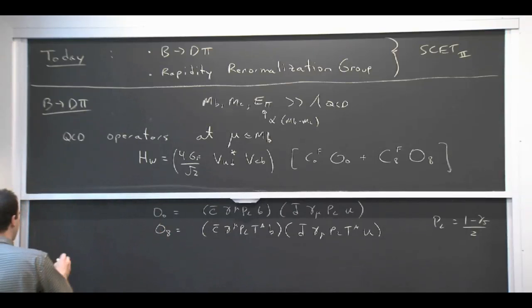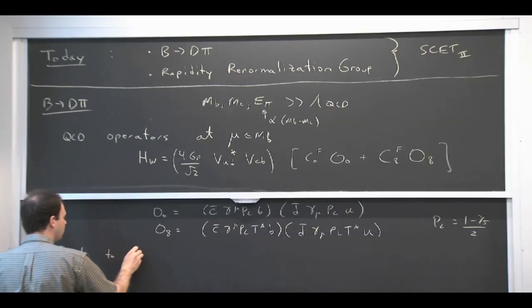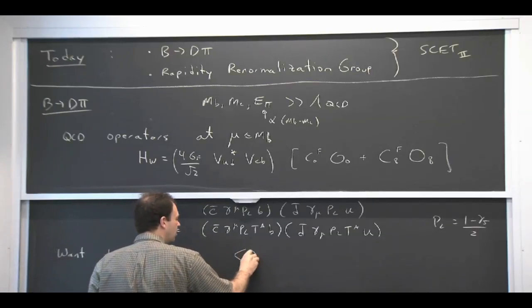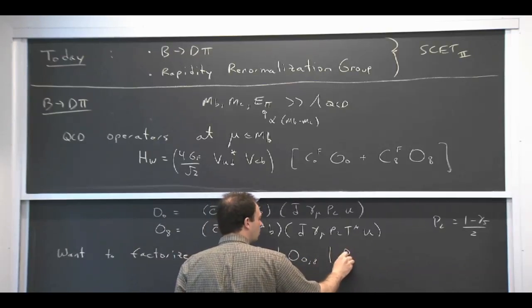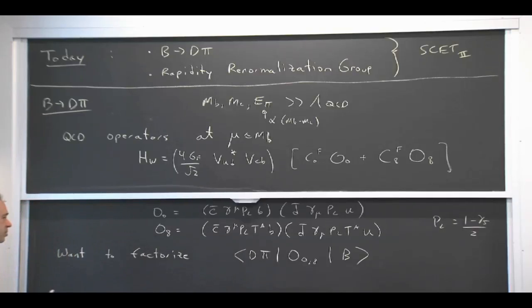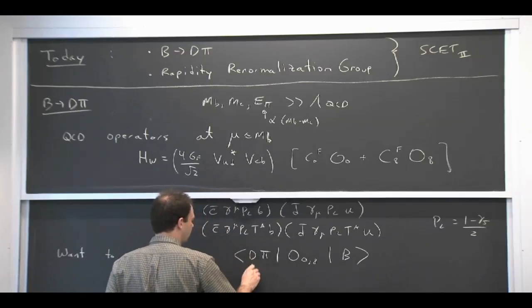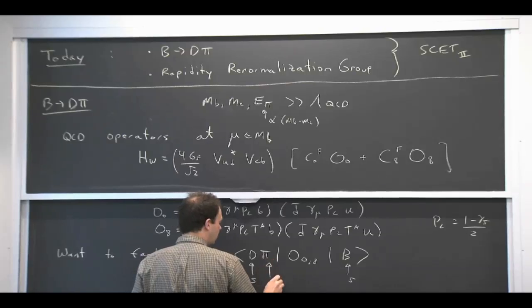So what we want to do is factorize the amplitude. This is an exclusive process where we make a transition between specific states. So we'd like to separate scales in the D pi, and then we have O_1 or O_8 in this matrix element. So we have two matrix elements, one with O_1 and one with O_8. And so what could it possibly look like? Well, we already talked about the degrees of freedom here. The D is going to be soft and the B is going to be soft. So this is soft, this is soft. This is going to be collinear.